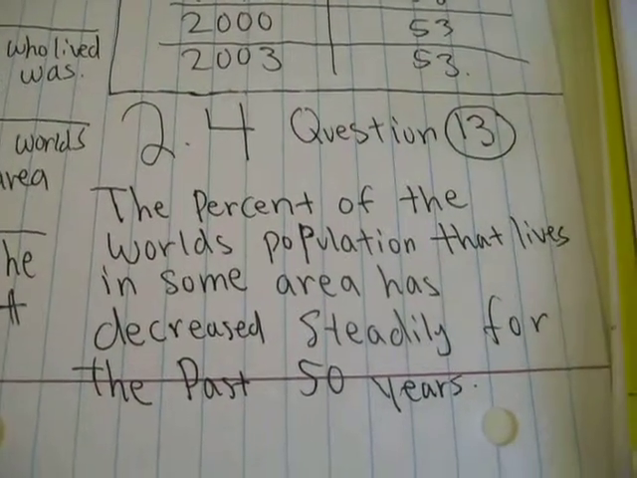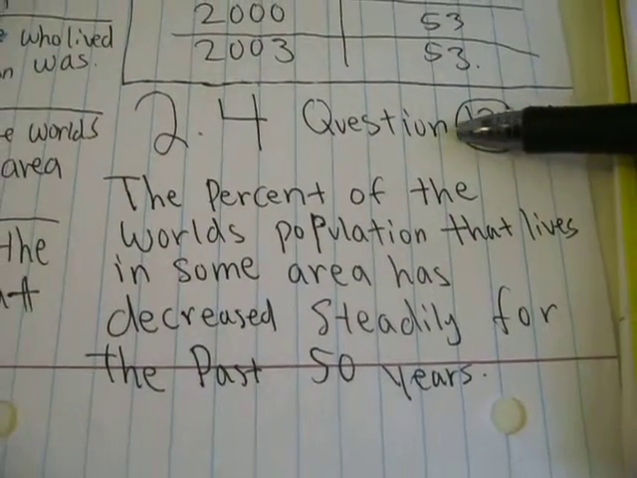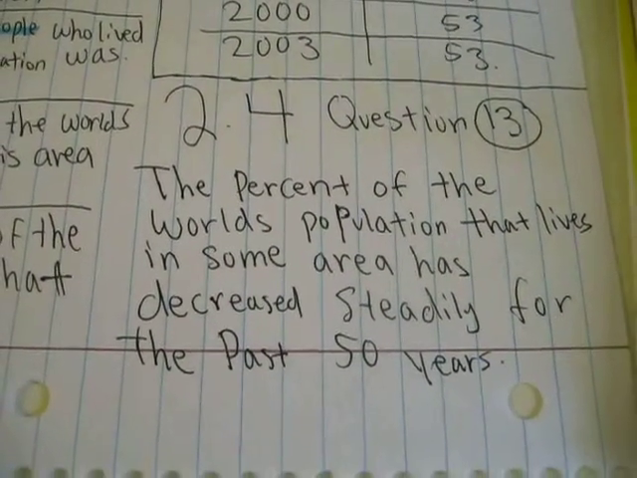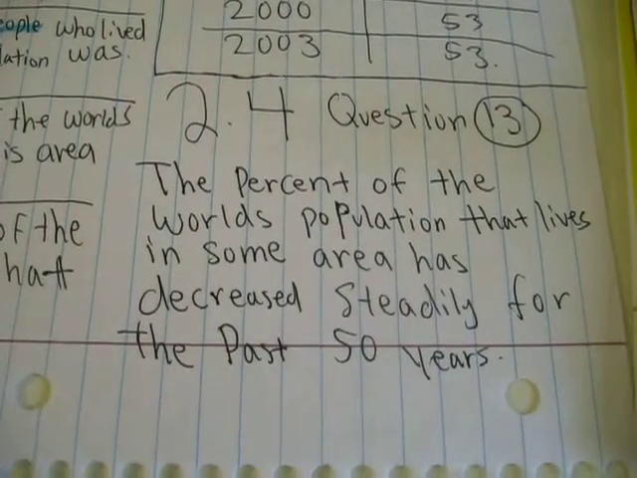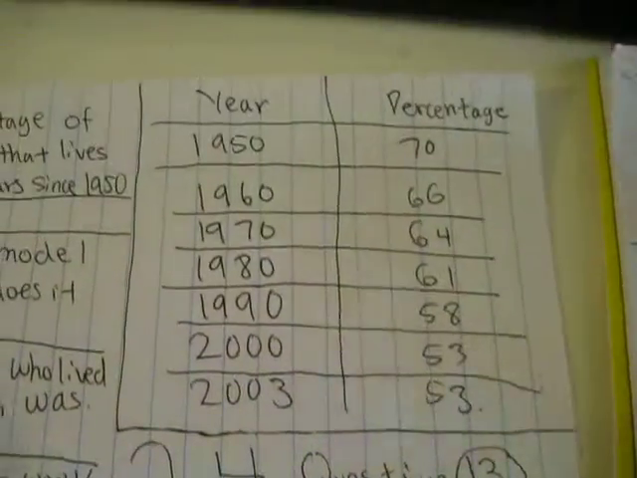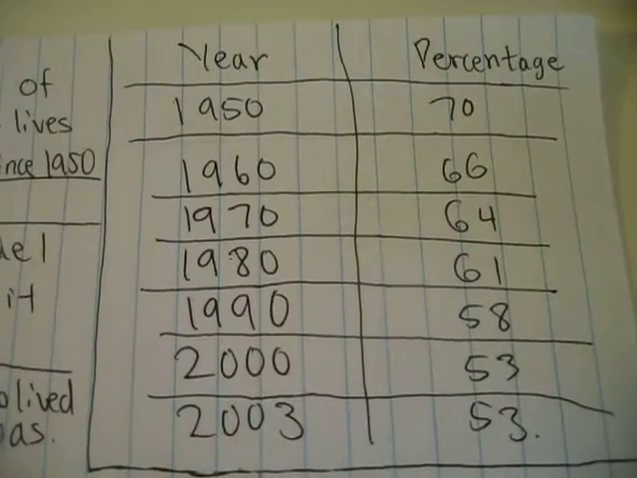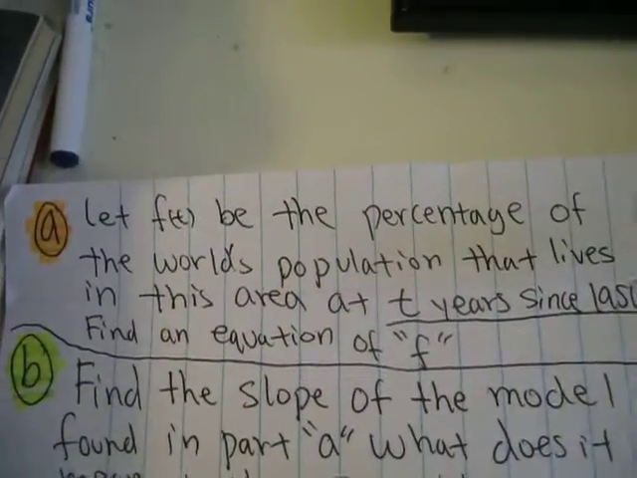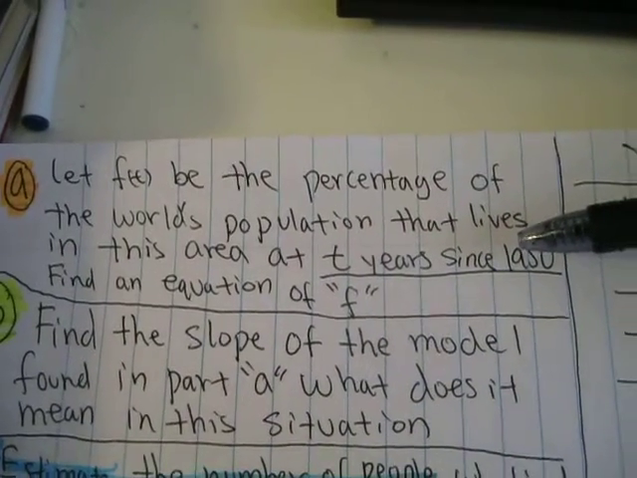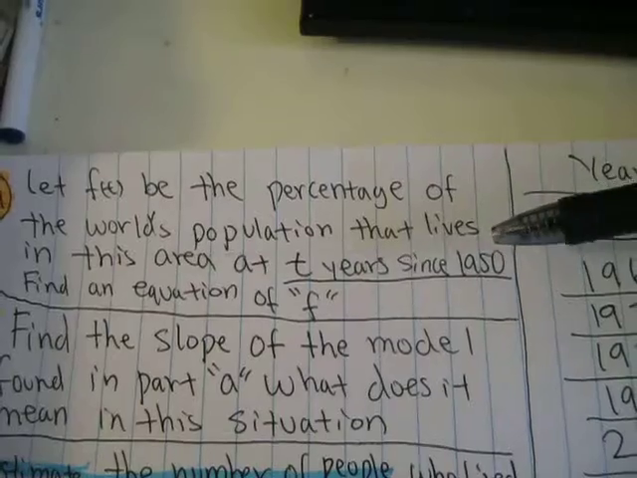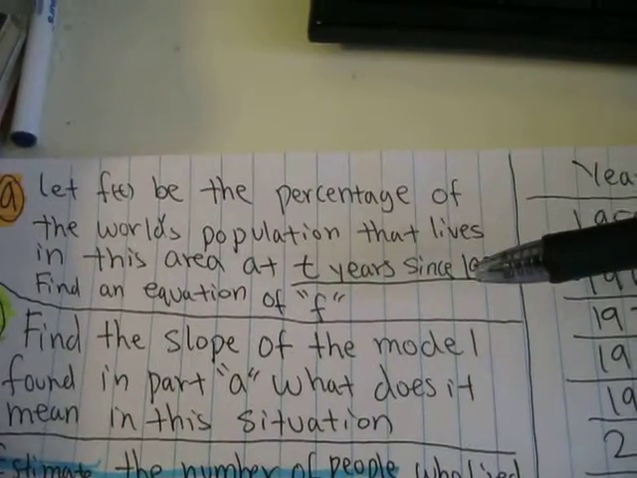Alright, so the question I'm going to do is 2.4, question 13. The question is, the percentage of the world's population that lives in some area has decreased steadily for the past 50 years, as you can see in this chart. So the problems are, problem A, let F(t) be the percentage of the world's population that lives in this area at t years since 1950. Find the equation of F.